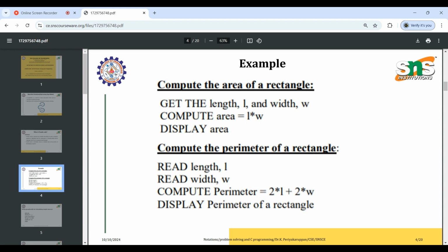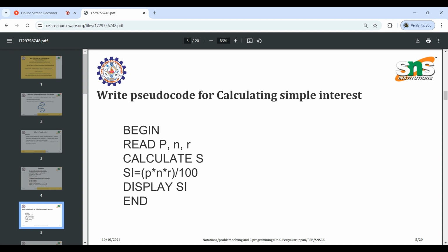For computing the area of a rectangle, the pseudocode can be: get the length L and width W, compute area is equal to length into width, display area. Likewise, for the perimeter of a rectangle: read length, read width, compute perimeter, and display the perimeter of a rectangle. Write pseudocode for calculating simple interest.